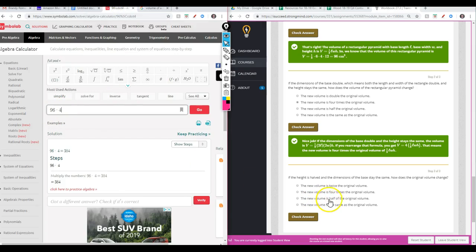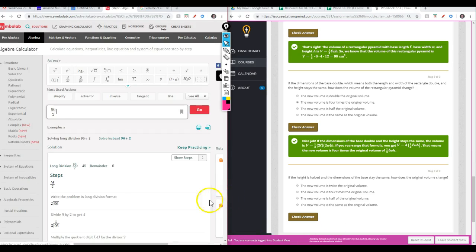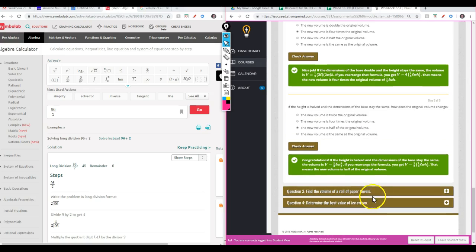So it says the new volume is half the original volume. So let's try that. 96 divided by 2. That would give us what half is. Does that give us 48? Yes, it does. So the new volume is half the original volume.